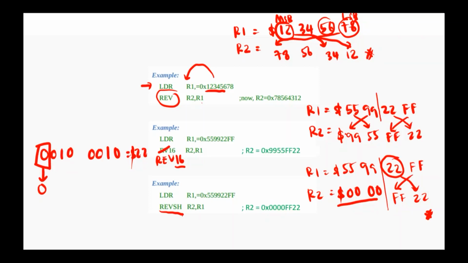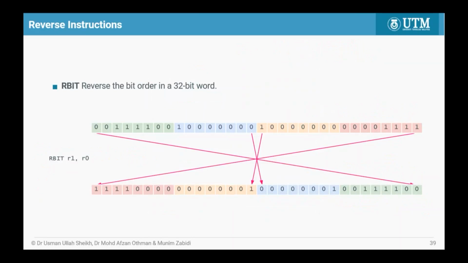Last but not least, another reverse instruction called RBIT. This RBIT means that you're going to reverse all the bit order in your 32-bit data. So this is what happened. You see here, the least significant bit becomes your most significant bit, and the rest of the bits will be reversed accordingly. And your most significant bit will become your least significant bit, and the rest of the bits will be reversed. The order will be reversed accordingly. So this is what RBIT does: reverse the bit order in the 32-bit data.